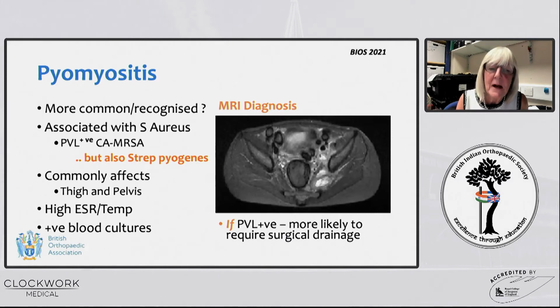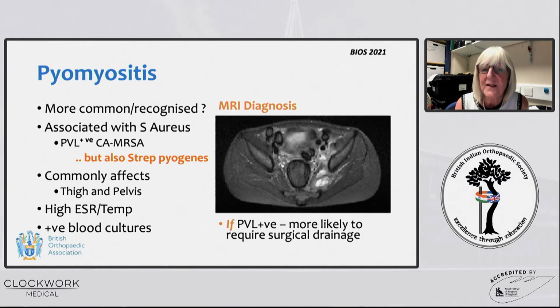Infection of the muscle, pyomyositis, is much more common these days, or much more commonly recognized. It's associated with the PVL positive community-acquired MRSA, and a few years ago, every children's hospital would have a case about every month. Now it's perhaps not so frequent.